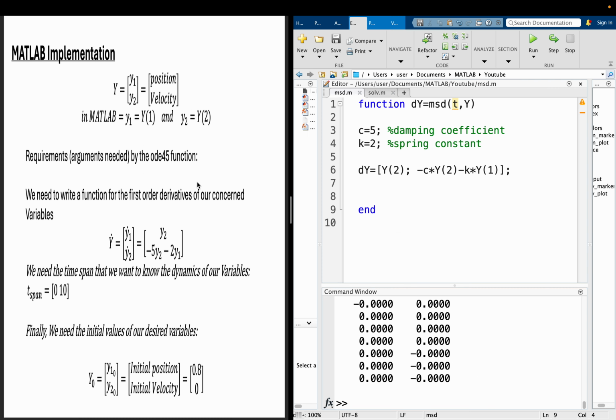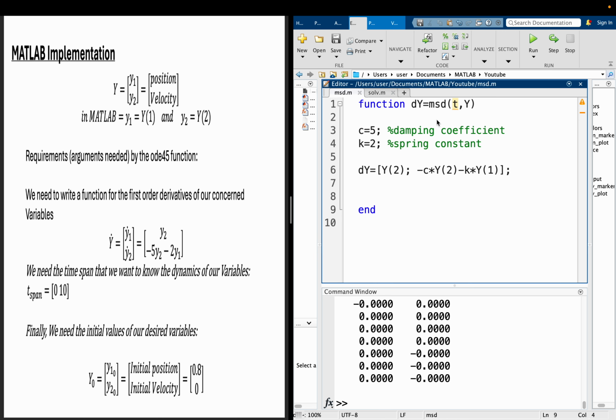So the left screen contains what we need to know for using the ODE45 function. In MATLAB, the indexing of a vector starts from 1. Therefore, y1 is equal to y of 1 and y2 is equal to y of 2. So we need to come up with a function that gives out y dot, which is defined by y2 and minus 5y2 minus 2y1. And we do that over here on the right hand side.